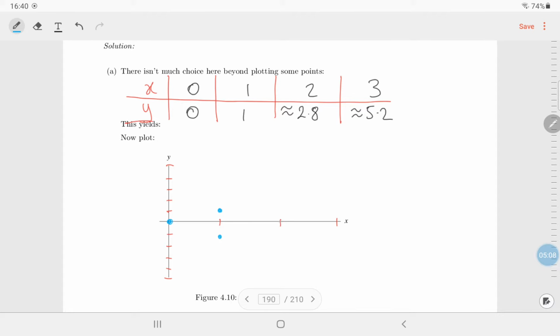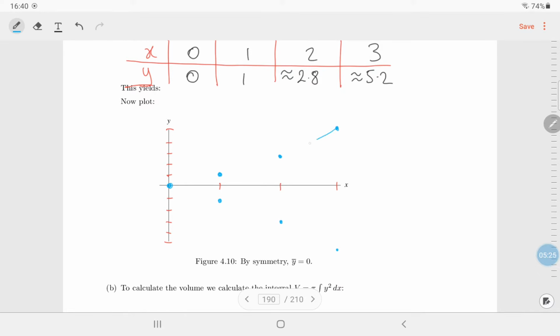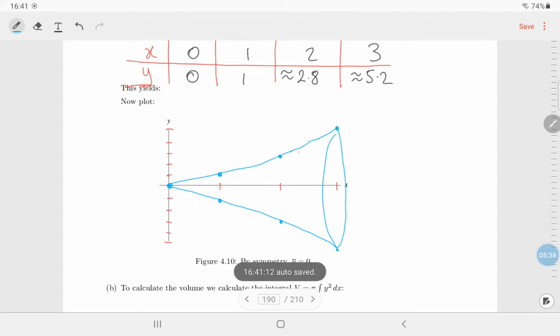2, 2.8. So 2, 2.8 is around here. 2, minus 2.8 is around here. And finally 3, 5.2 is about up here. 3, minus 5.2 is about here. So it looks kind of like, well, look, whatever it looks like. Kind of looks like a speaker icon on a computer screen. Okay, so hopefully you can kind of see what that is.